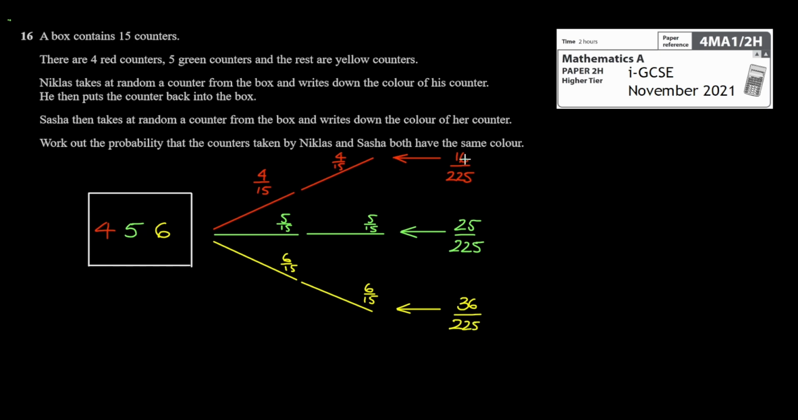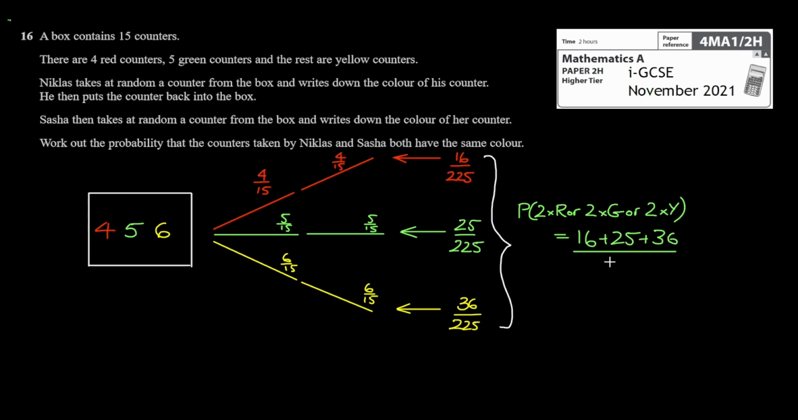Now, they don't care what the colours are, so long as they're the same. So the probability of getting 2 reds or 2 greens or 2 yellows will be this lot added up. So the probability of 2 times red or 2 times green or 2 times yellow is equal to 16 plus 25 plus 36 all over 225. And this turns out to be 77 over 225. And that will be your answer.